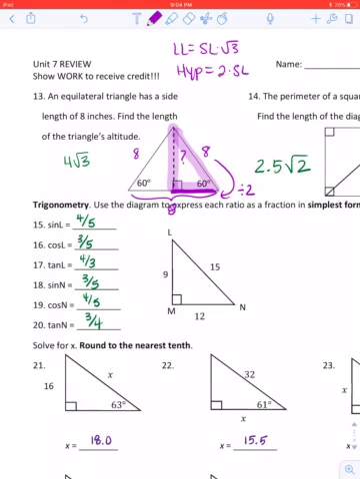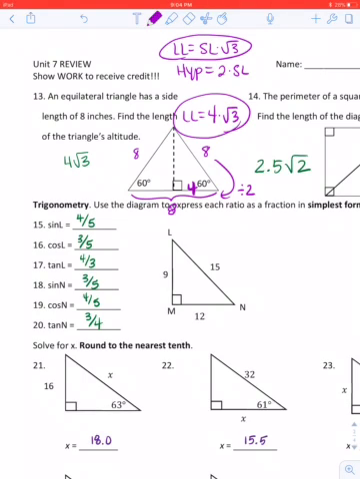So divide 8 by 2, and I get 4. So this piece here is 4. Then to get the long leg, it's going to be using this equation, multiplying by the square root of 3. So long leg equals 4 times the square root of 3. So that's it. That's my answer for this altitude right here.